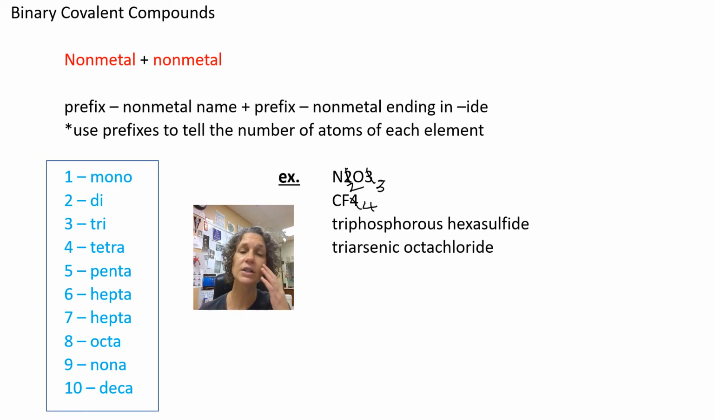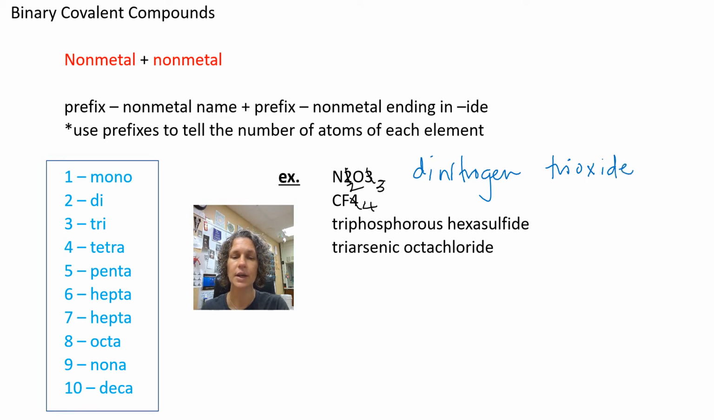So if I have N2O3, the 2, I'm going to use di, because that is the prefix. So I would have di-nitrogen. I just put the prefix right in front of the name. Don't change anything. Don't do anything with the ending. So it's di-nitrogen. And then O3 is trioxide.